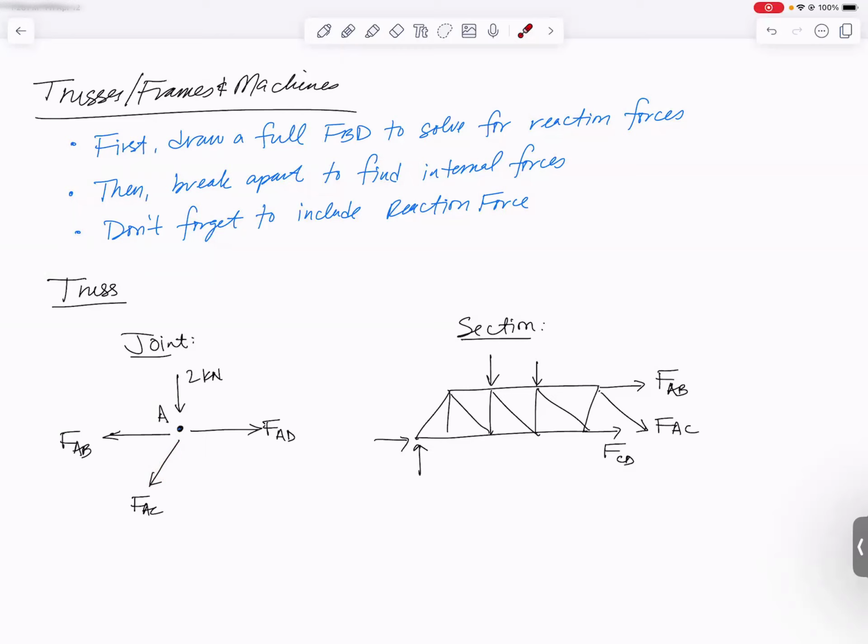So when you draw the arrows out and away like this, it means you're assuming that the member is in tension. So if you get a positive sign when you actually go and solve for these, that means that member was actually in tension and you were correct. If you get a negative, it means that they were in compression.